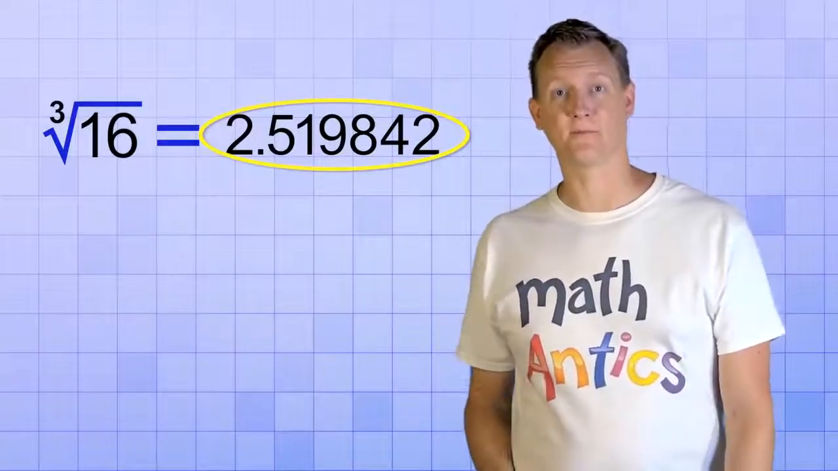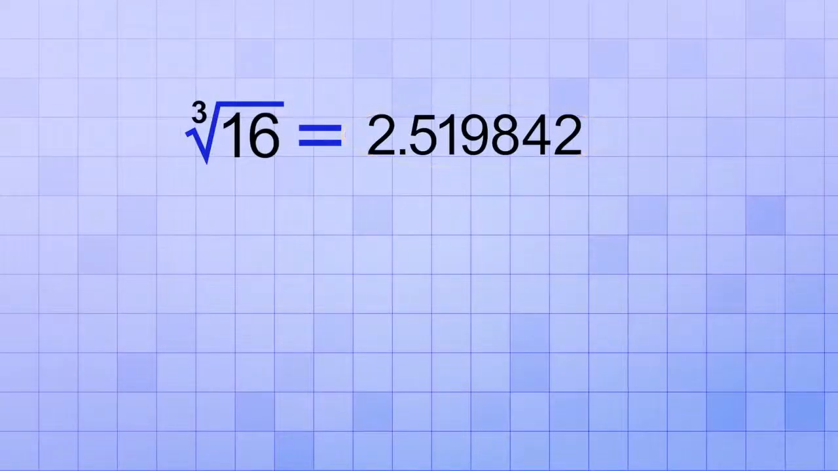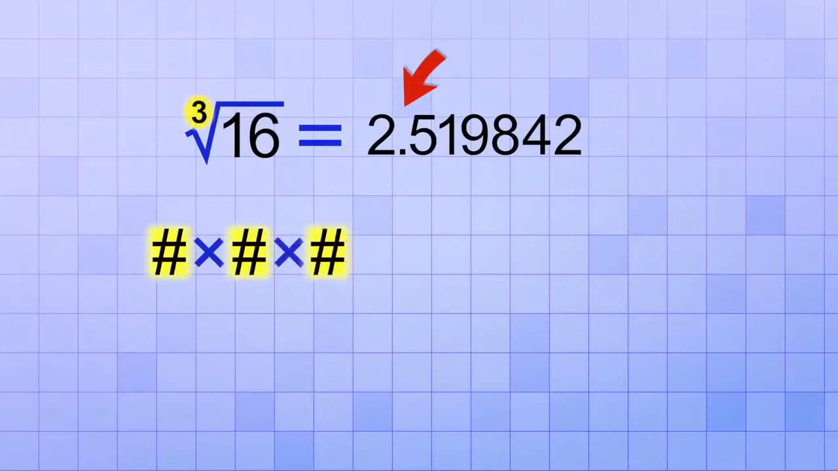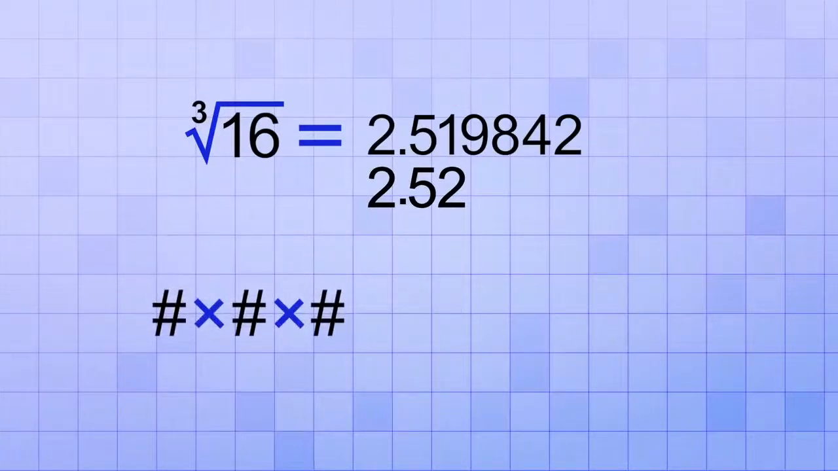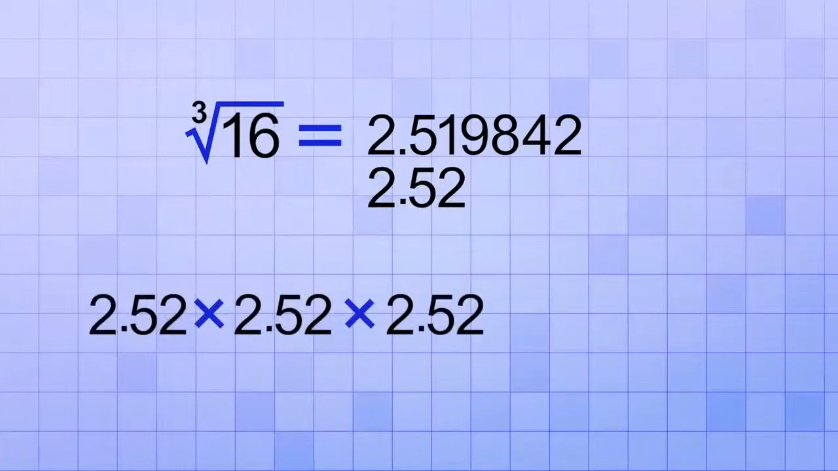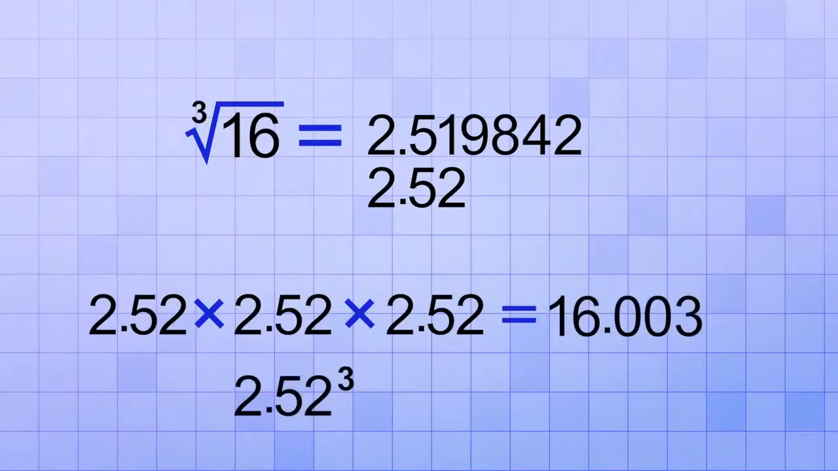Well, let's check. Based on what we know about exponents and roots, if we multiply this decimal number together 3 times, we should get 16, right? But to make it easier to check, let's just round the number off to 2 decimal places. Let's make it 2.52. If we multiply 2.52 together 3 times, in other words, if we take 2.52 to the third power, we'll get 16.003.